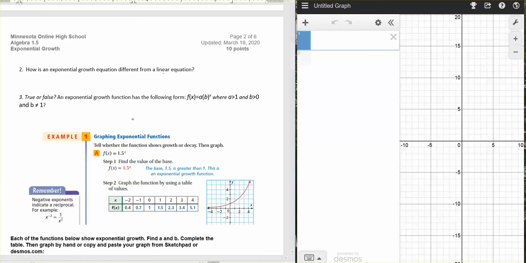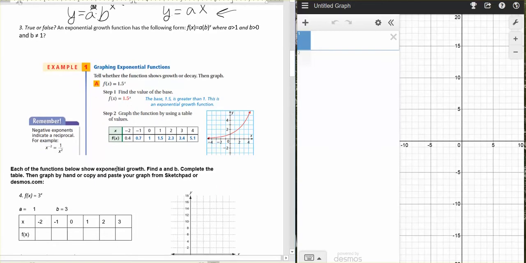Remember that a linear equation would be something like y equals some number times x. So the difference in an exponential growth equation is that the exponent will be the variable. It's actually a times b to the x power, but the same idea where the exponent is a variable, whereas in a linear function you're just multiplying, you're not raising it to a power.